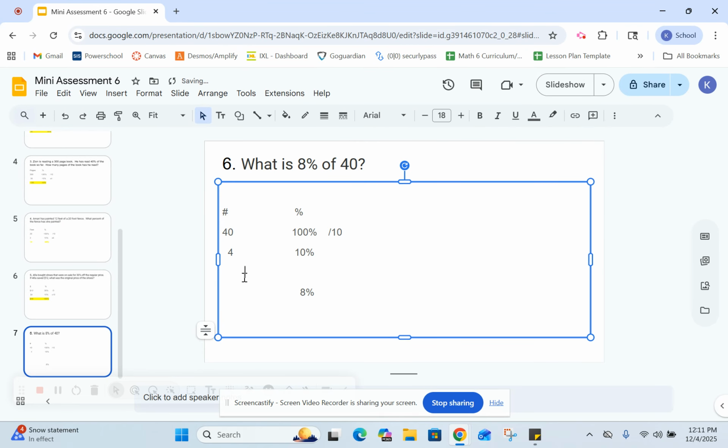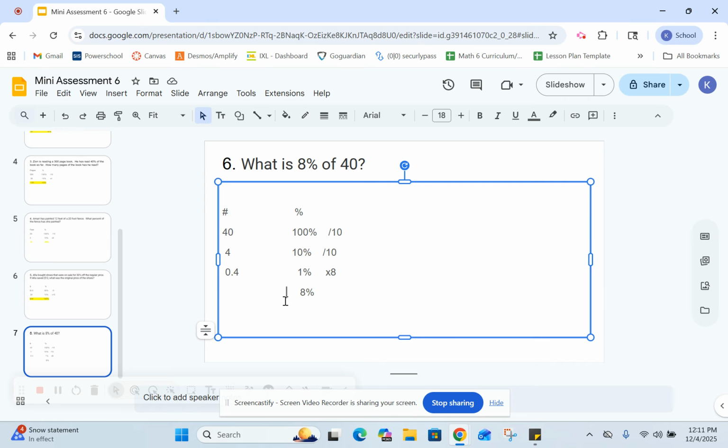We're going to go now down to 1%. That is another benchmark that we know. To go from 10% to 1%, that's right, we're going to divide by 10 again. So we need to think about what 4 divided by 10 would be. That is right, it would be equal to 4/10 or 0.4. Now we're going to use that 1% to go to 8%. 1% times 8 gives us 8%. So now we need to think about 0.4 times 8.